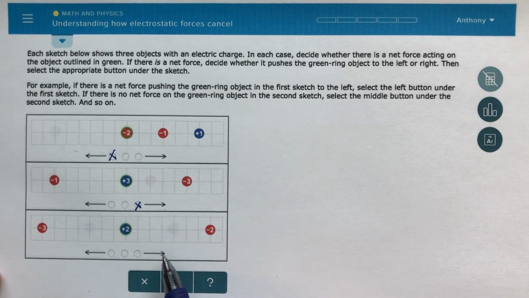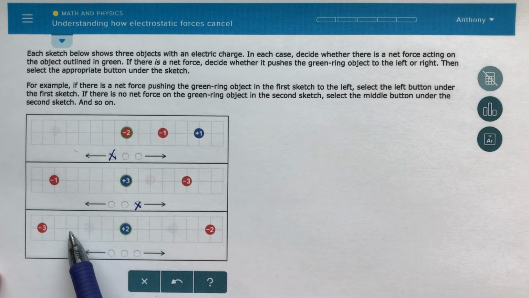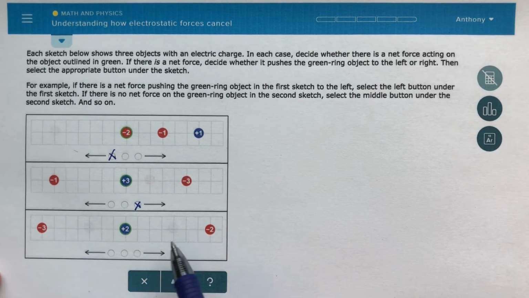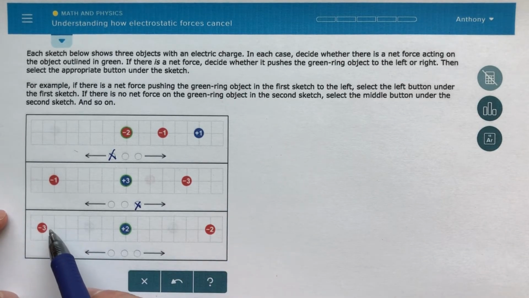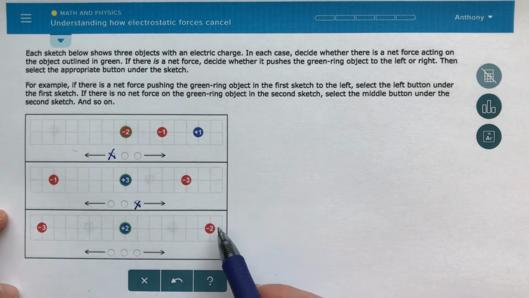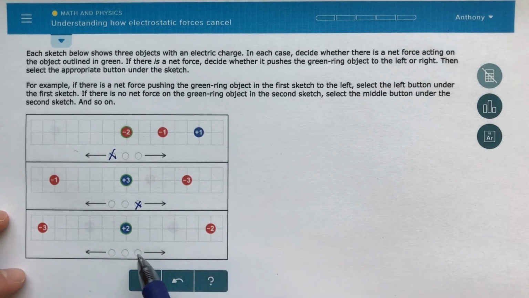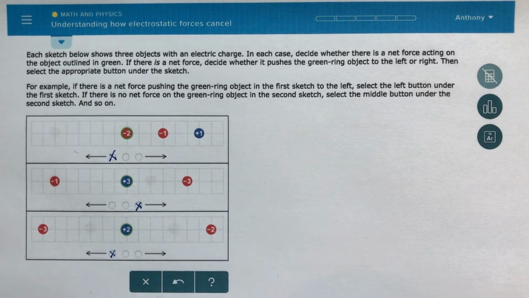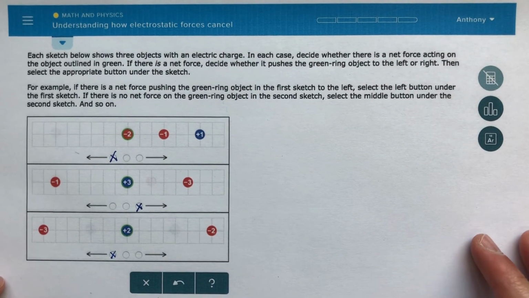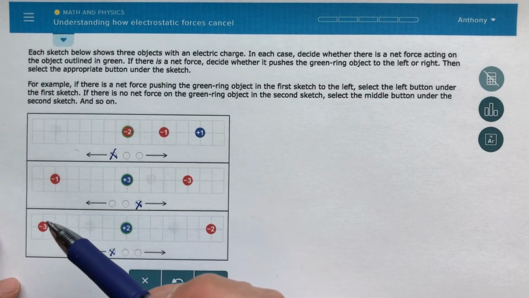Down here, again, the same thing. We've got a +2 and a -3 and a -2. Just to make sure, we've got 1, 2, 3, 4, 5, 6, 7 boxes between the +2 and the -2, and 1, 2, 3, 4, 5, 6, 7 boxes between the +2 and the -3. So they're equally distant from one another, but the -3 charge is greater in magnitude than the -2 charge. So this would have a net pull to the left, right? That +2 charge, if we dropped it down, what would we expect to happen? It would go that way towards the greater -3 charge.